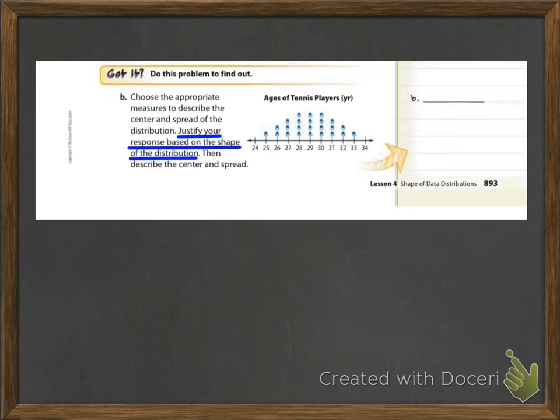Okay, so now it's your turn. So now on this one here, for part B, you're going to do the same thing that we've been doing. It says here, choose the appropriate measure to describe the center and spread of distribution. Justify your response based on the shape of the distribution. Then describe the center and the spread.